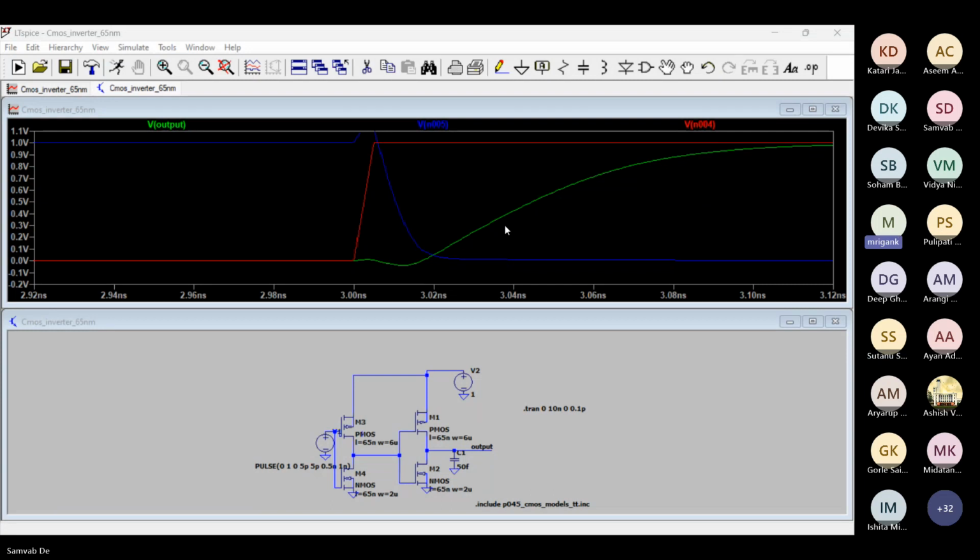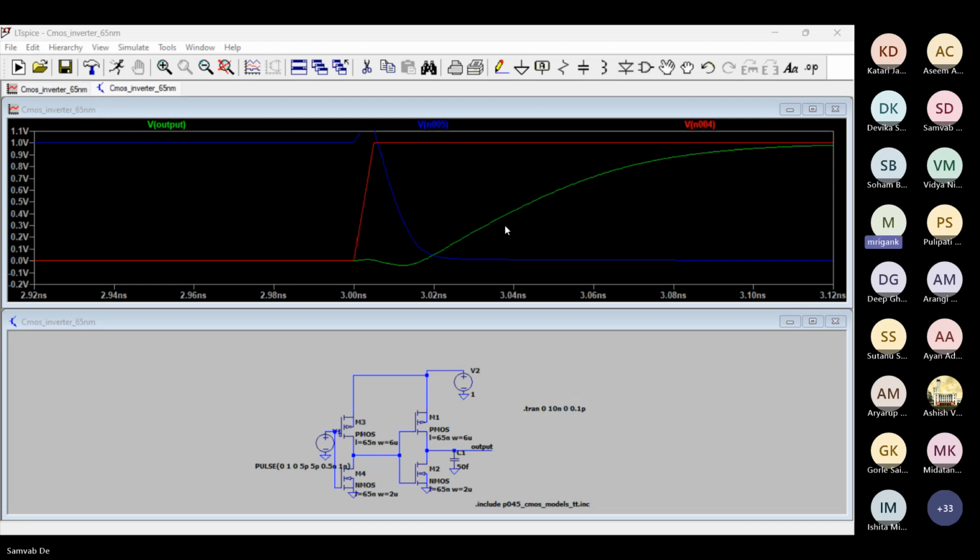First of all, the delay will be very small, and in LTspice you have to increase the time resolution so that it can capture the delay more accurately. And second, if you don't have a load capacitor, then you have both factors: increasing the W reduces the Ron, but it also increases the capacitance. As a result, they cancel the effect of each other. Is that clear? Yes, sir.